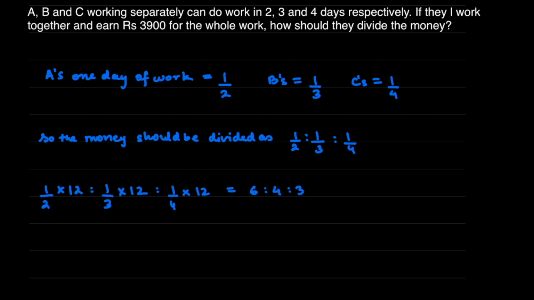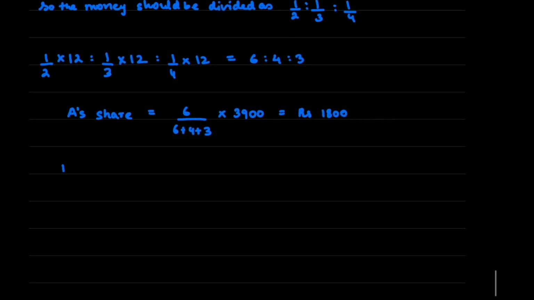And that's how we should divide the total 3,900 rupees among these three people. A's share, let's calculate, would be 6 by 6 plus 4 plus 3, that is 13, into 3,900. This comes out to be rupees 1,800. Let's calculate B's share.